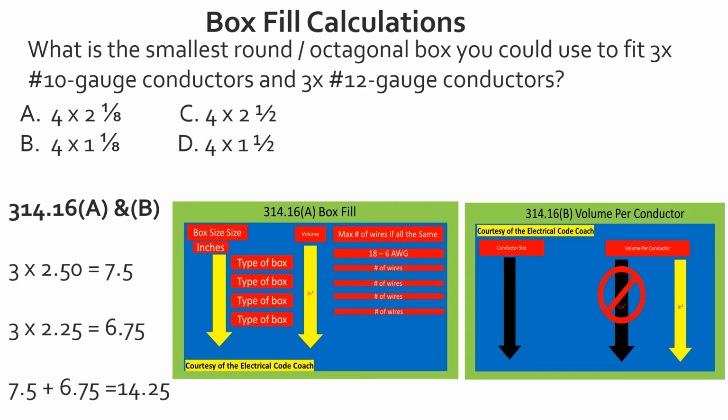Now let's head over here to table A and go down the volume column until we find the right type of box, which is right up here at the top, the round octagonal boxes. Find the one that fits, and it's a 4 by inch and a half.